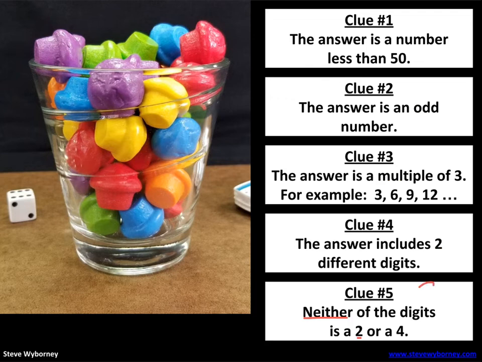I know that my answer cannot be 21 or 27. I know that my answer could not be 45. What other numbers do you see that we could have to eliminate to make sure that we respect the rules set out by clue number 5?